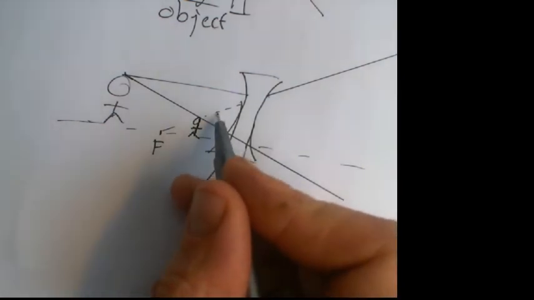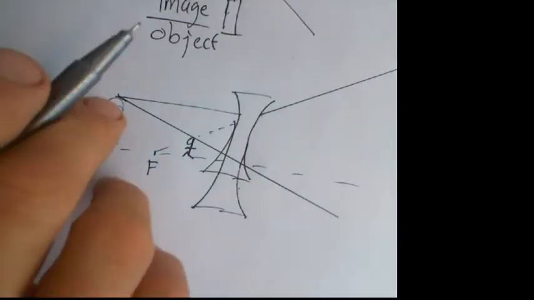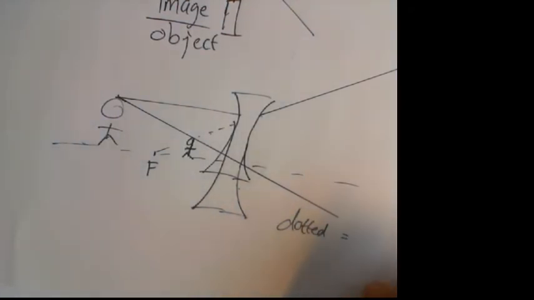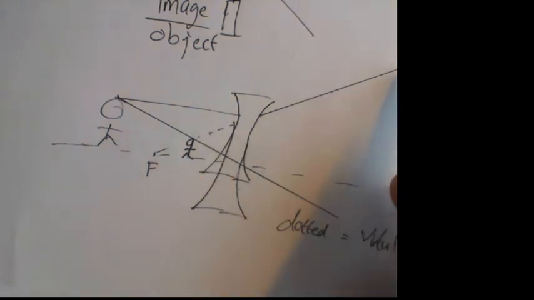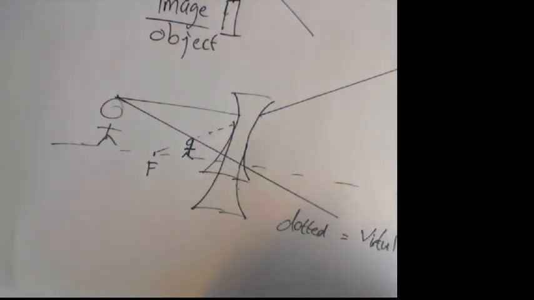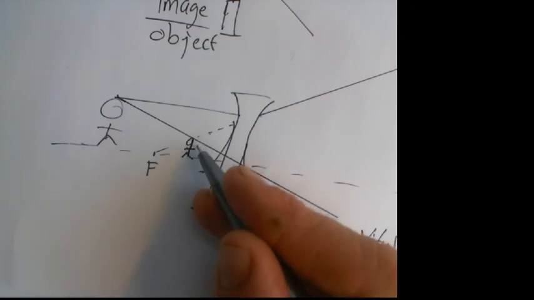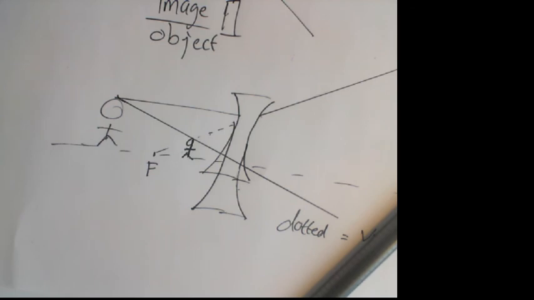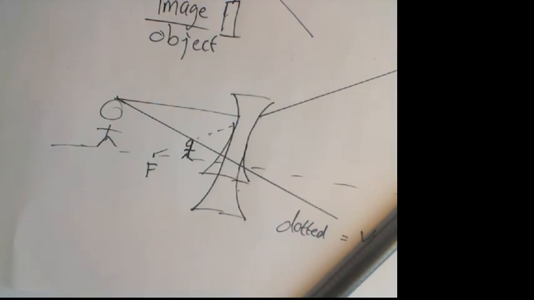Anything which has got a dotted line, see these have got dotted lines, dotted equals virtual. Because what your brain is saying is, oh, it must have come from there because light travels in a straight line, but it hasn't really. Your brain just thinks it has. So that's a virtual image. This one's not inverted, so that one's the right way up. It's diminished. Now you can describe any form of image by lens.